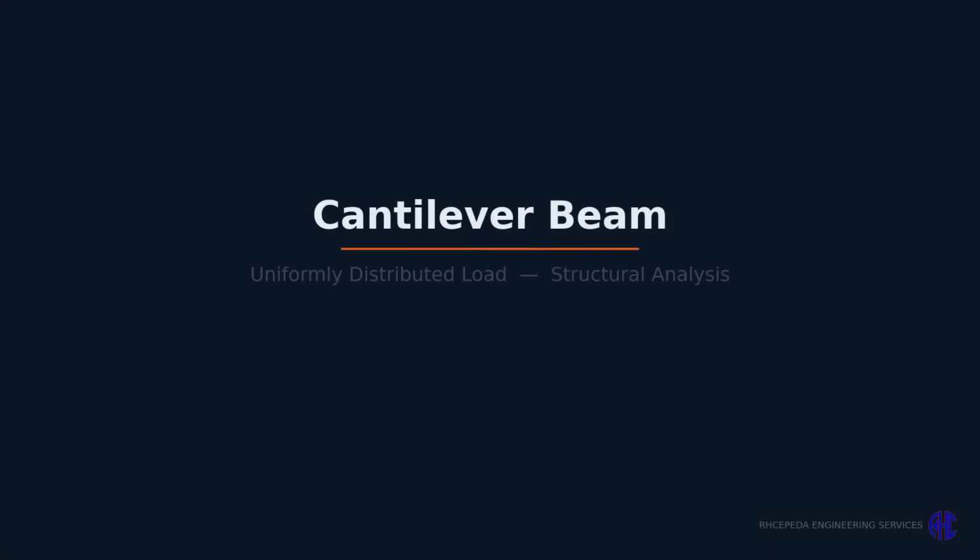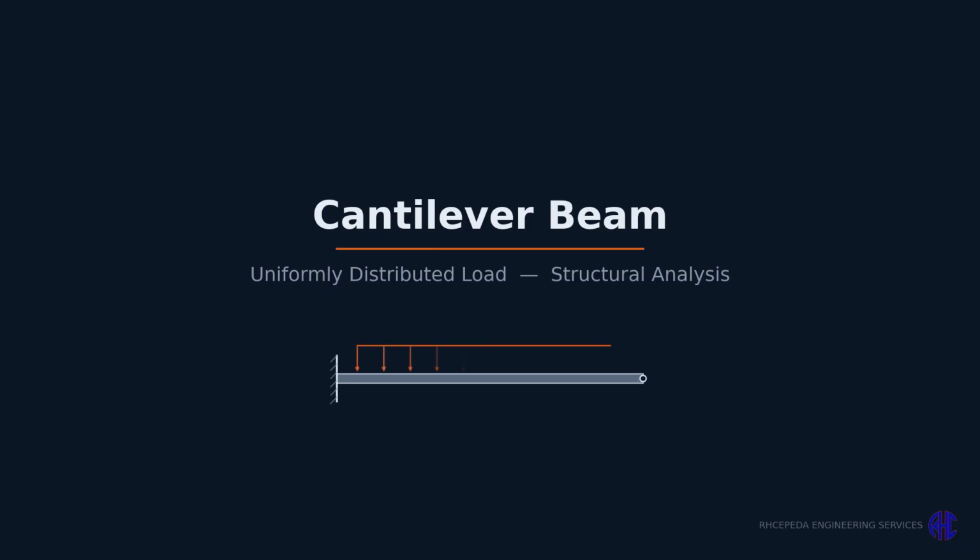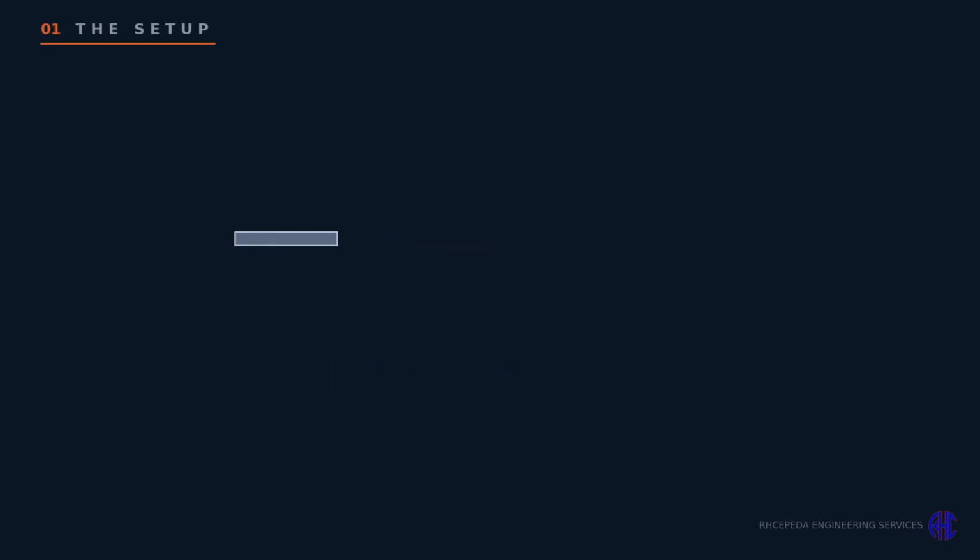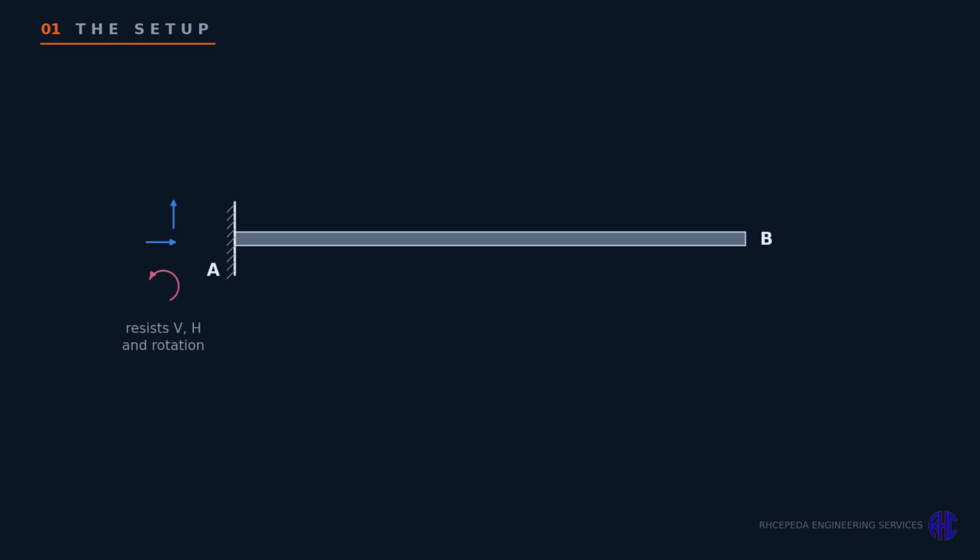Welcome back. In this tutorial, we're analyzing a cantilever beam carrying a uniformly distributed load, a beam fixed at one end and completely free at the other. Here's our beam. End A is built into a rigid wall, which restrains vertical movement, horizontal movement, and rotation. End B, however, is completely free, no support at all.